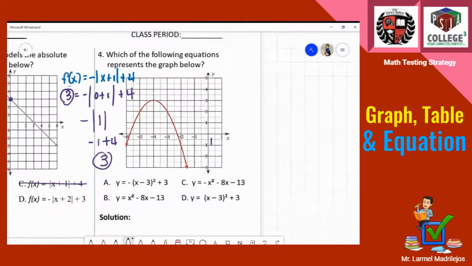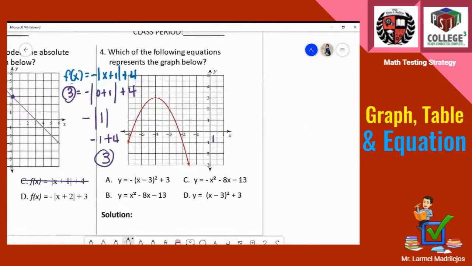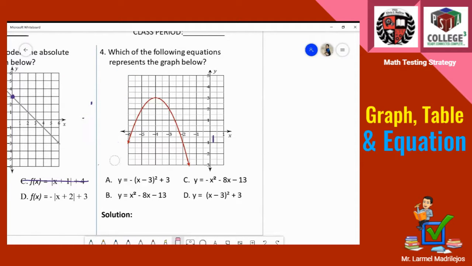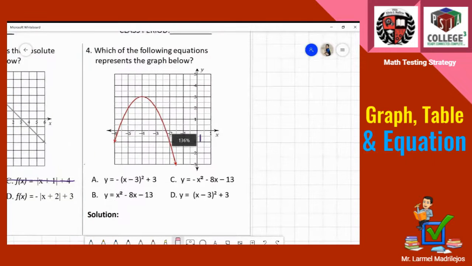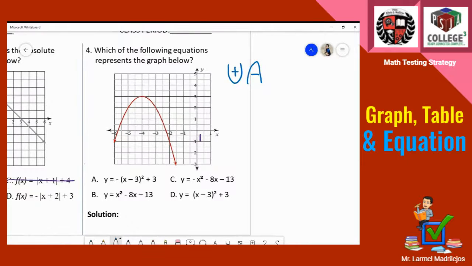Question number 4. Let me erase this. Okay. The same rule I'm going to use, the same tricks I'm going to use. I'm going to try first my positive, my negative. Does it look like positive or negative? Looks like a negative. So I'm going to eliminate my positive. This is positive, eliminate. This is positive, eliminate. So I have two choices here.